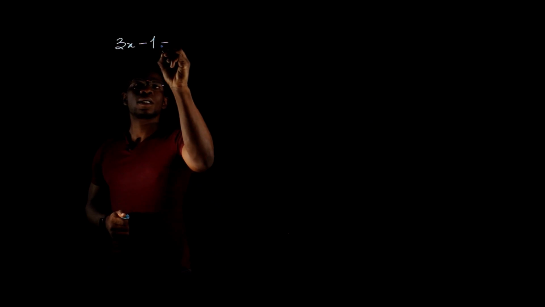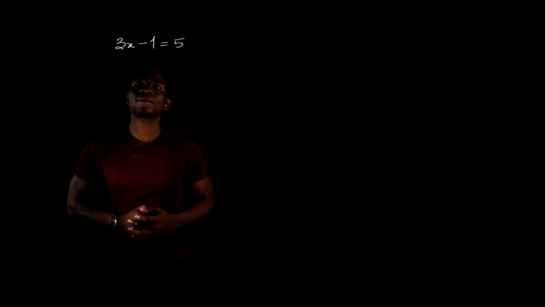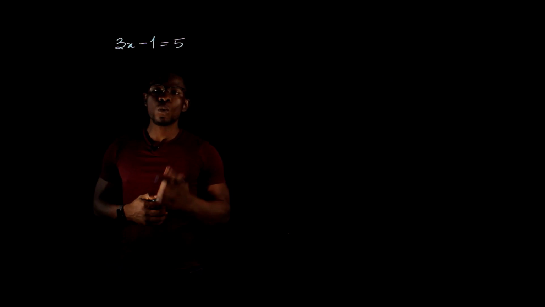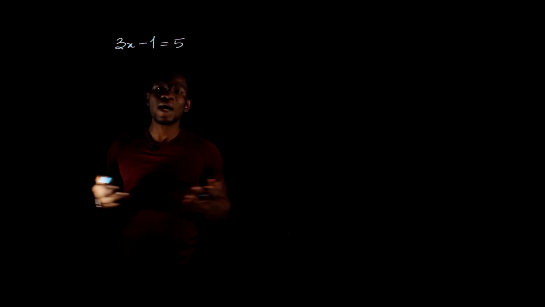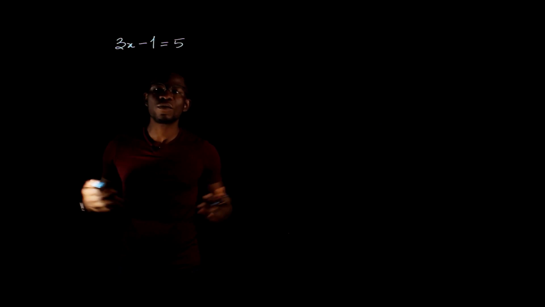So imagine we have an equation 3x minus 1 equals 5. Now in this equation there's only one unknown, and that unknown is x. And we have only one equation. So let's try to solve for x here.